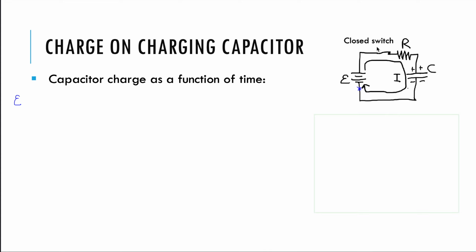And then we're going across the resistor here. We're going in the same direction as the current, right? We know the current is going clockwise because it flows from positive to negative terminal. So when we go with the current, that's a drop, minus IR.